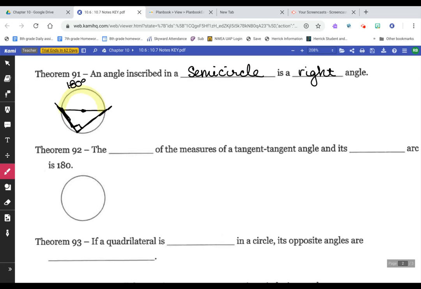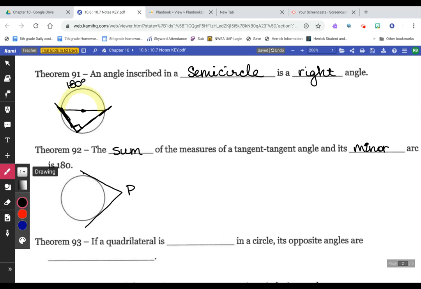Theorem 92 states that the sum of the measures of a tangent angle and its minor arc is 180. So let's make a tangent angle. Let's do a tangent. If I'm going to make this P, let's try to make this a little bit straighter. Okay. And then we'll make this T, center will be O, and this is S. So what they're stating is that the measurement of angle P plus the measurement of arc TS would equal 180.